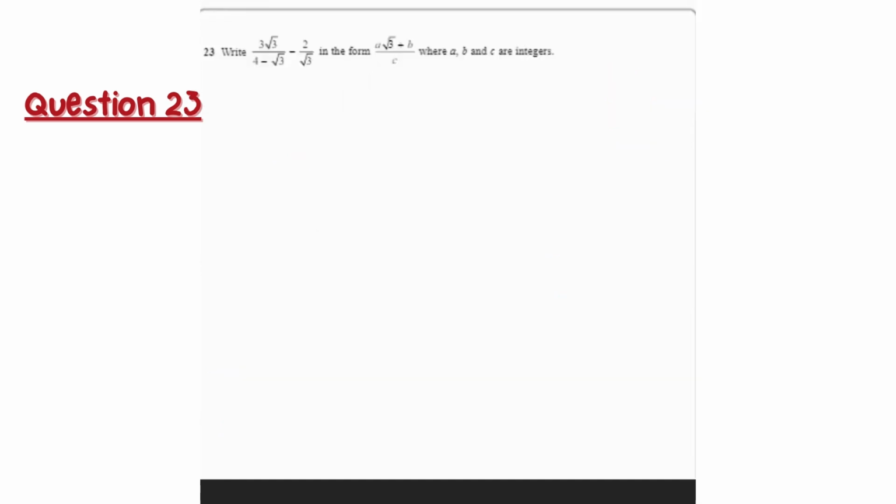The next question says, write 3 √3 over 4 minus √3 minus 2 over √3 in the form of A √3 plus B over C, where A, B, and C all are integers.